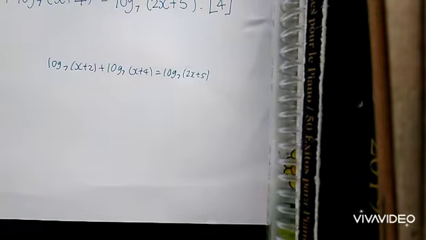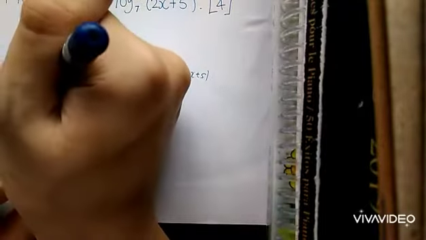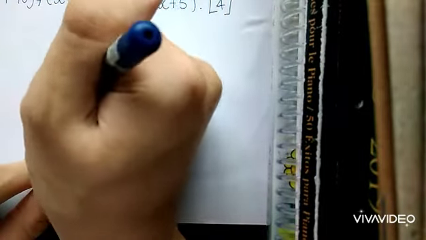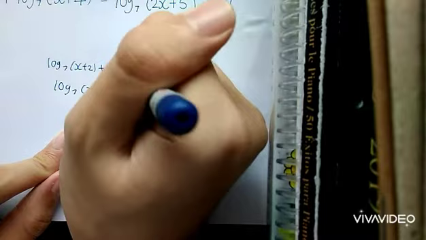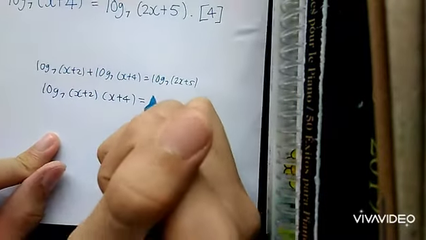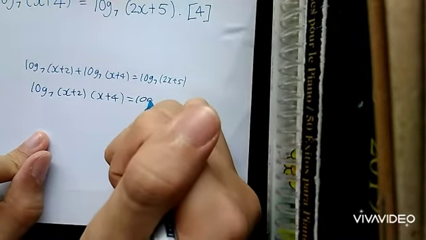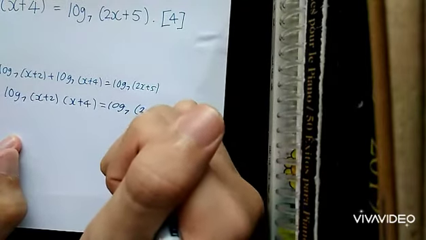And always remember, when you add logarithms, you multiply. When you subtract logarithms, you divide. This is the same as indices. So, we'll combine it and multiply it: (x plus 2)(x plus 4). And on the other side, we'll copy down the same thing first.